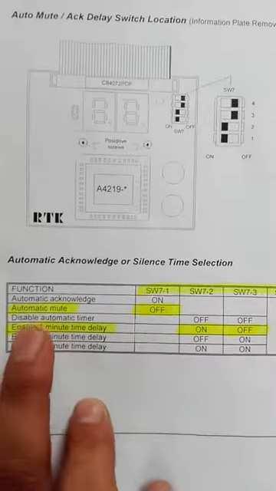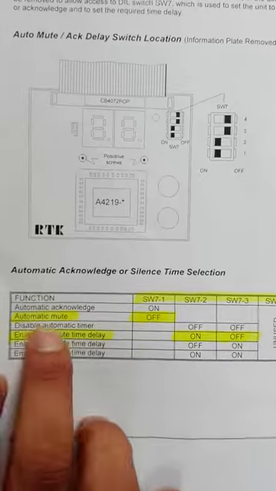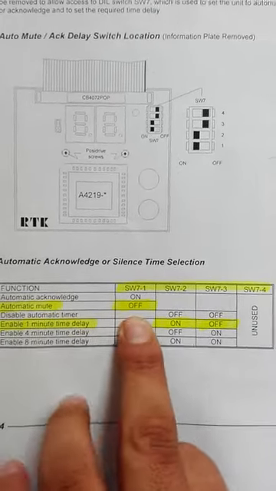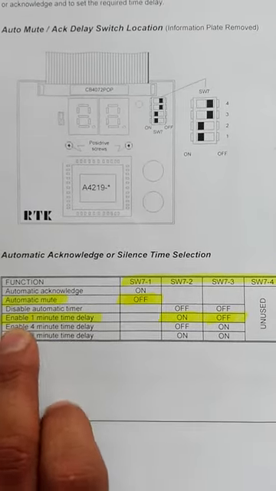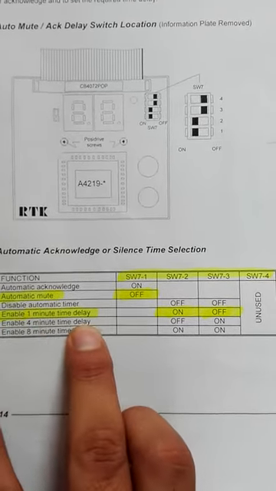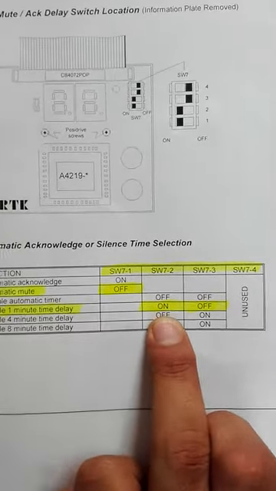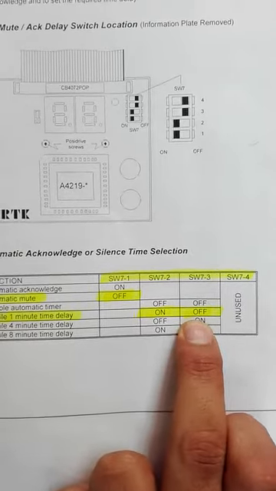Now let's see what we will do here. For our AVC panels, we will make the function automatic mute. For that we have to switch off switch 1 and enable 1 minute time delay. We need 1 minute time delay. For that we will switch on switch 2 and switch 3 should be off. So now we will show you this.